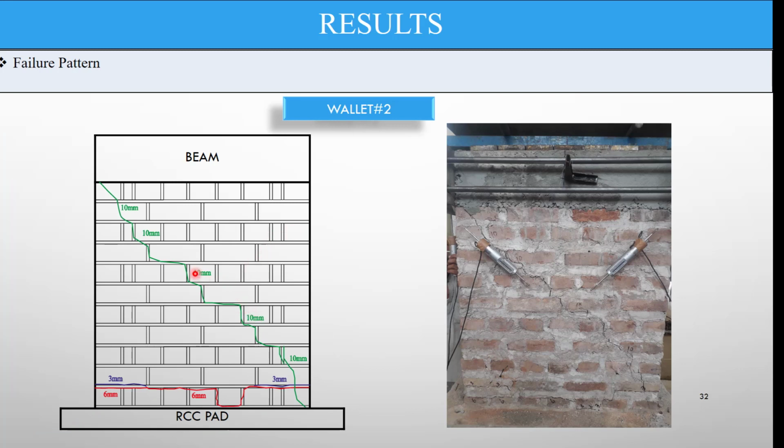The failure mechanism of wallet 2 is totally different from wallet 1. You can see that at 3 mm displacement cycle, minor cracks developed and rocking mode was initiated, and at 10 mm displacement cycle, diagonal cracks developed, as we can see in this image.